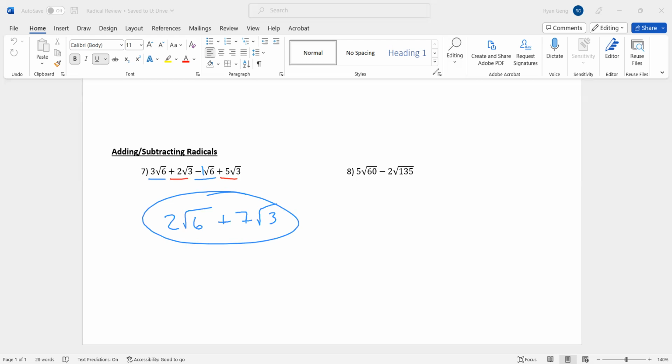Number 8. Looks like you're done because the numbers under the radical are not the same. However, the numbers under the radical can be simplified, and we need to do that. So square root of 60, I'm going to break that down. And the square root of 135, I'm going to break that down.